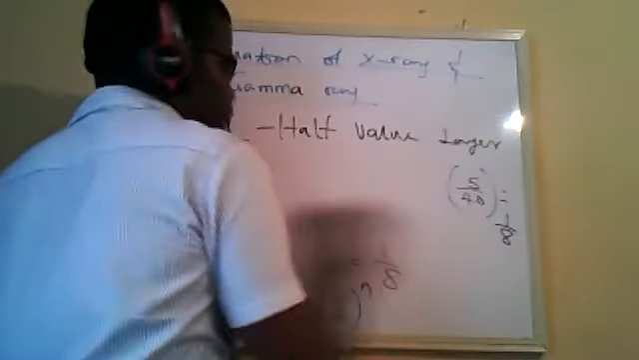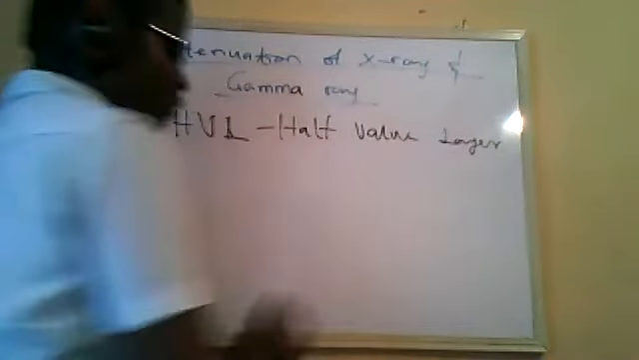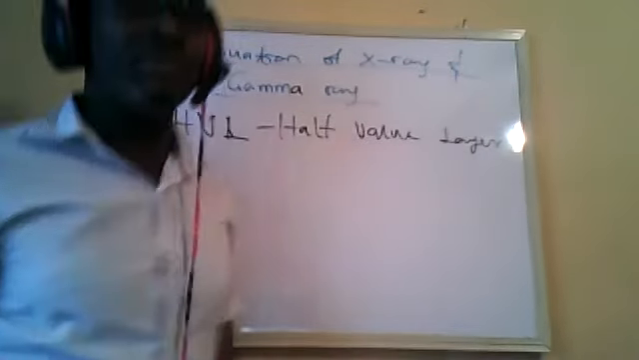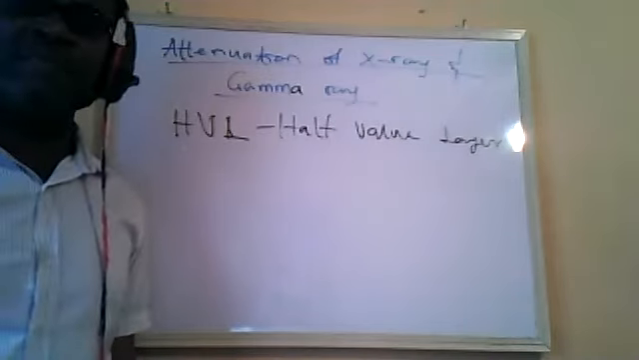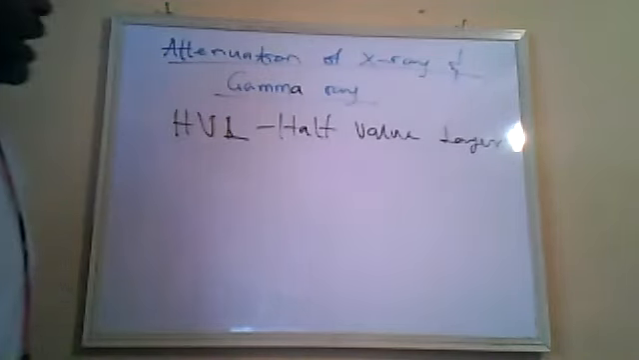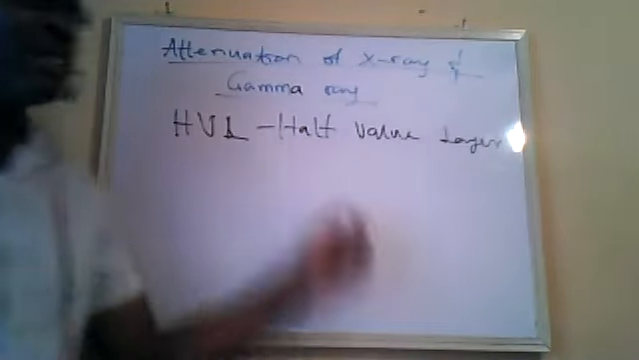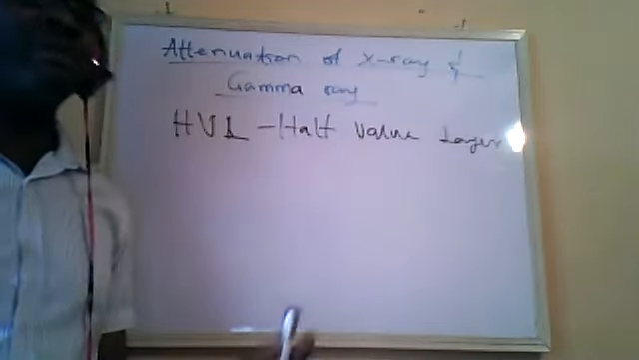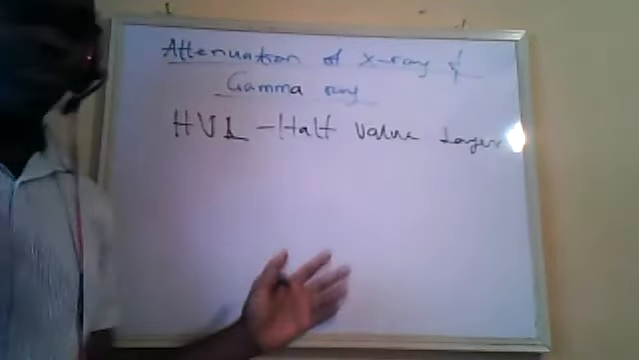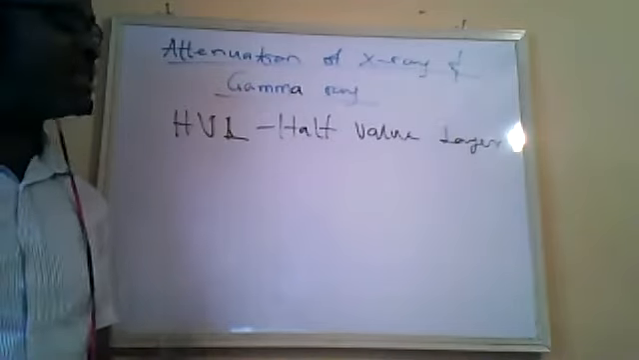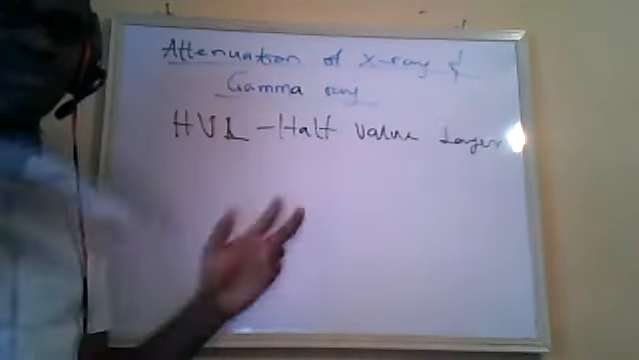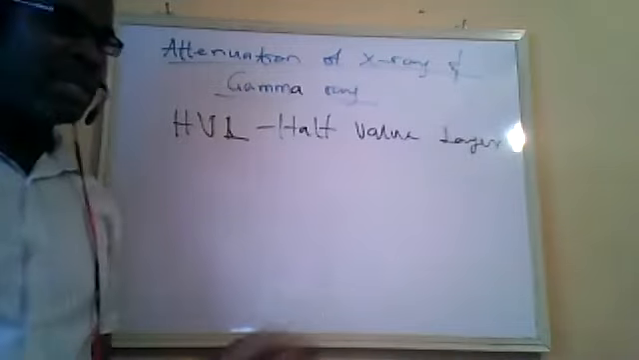So HVL is a measure of the quality of the beam. Of course, we are not dealing with a monoenergetic beam, we are dealing with a polyenergetic beam. So the half value is actually the measure of the average energy of the polyenergetic beam. If it is monoenergetic, it is simple: calculating the HVL is very simple. You look at that energy, and then we get the HVL. But for X-ray, it is different.